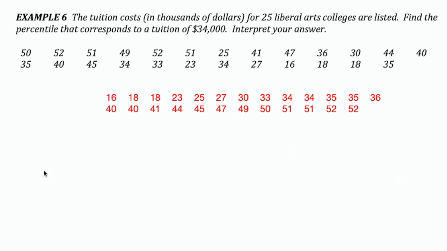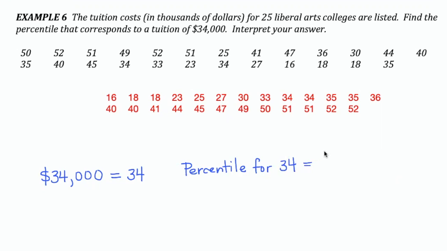So if we are looking to determine the percentile rank for $34,000, the first thing we need to note is that the data has been shortened to be in thousands. So really, this corresponds to the number 34 in our data set. And using the formula for the percentile rank, the percentile for 34 will be equal to, we're going to count the number of data entries less than 34.